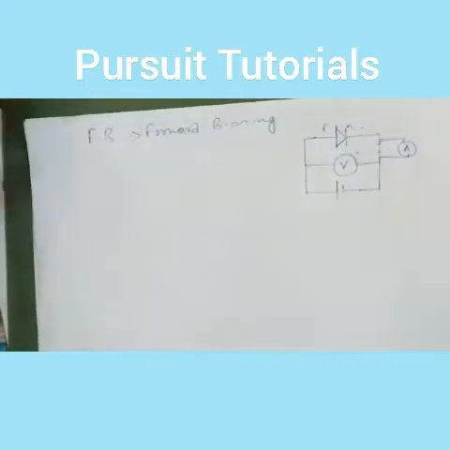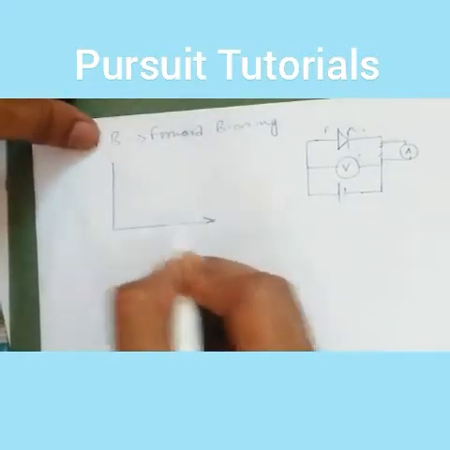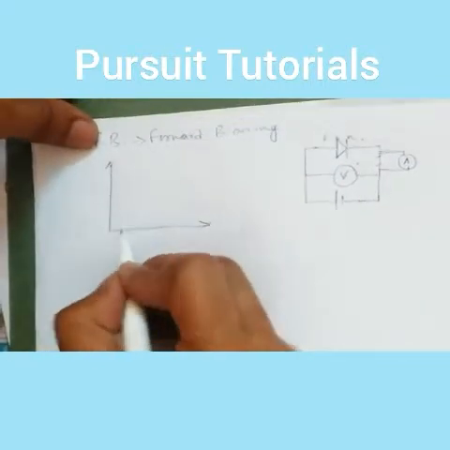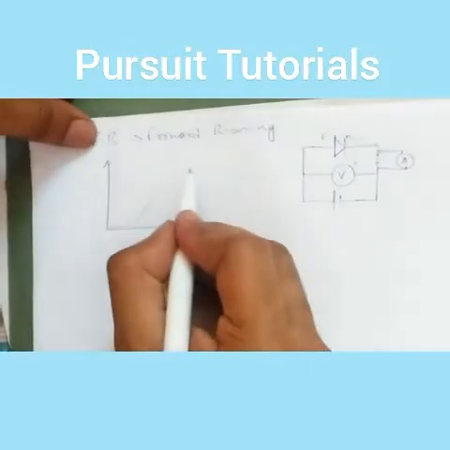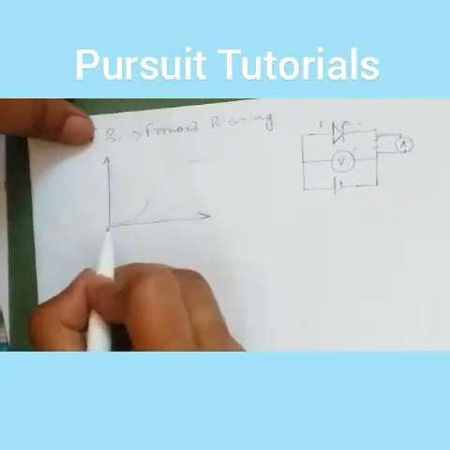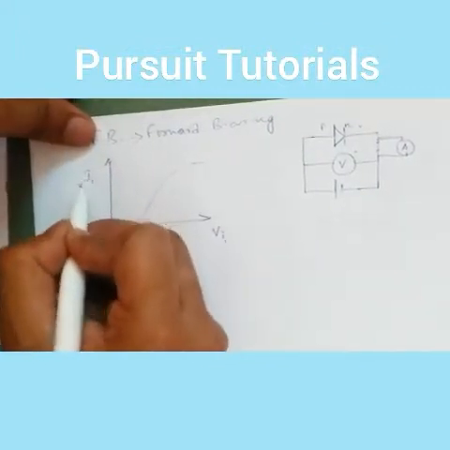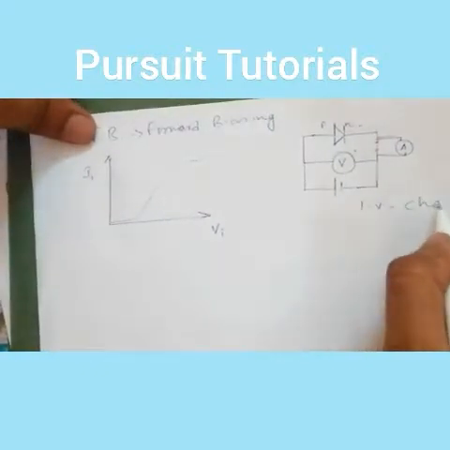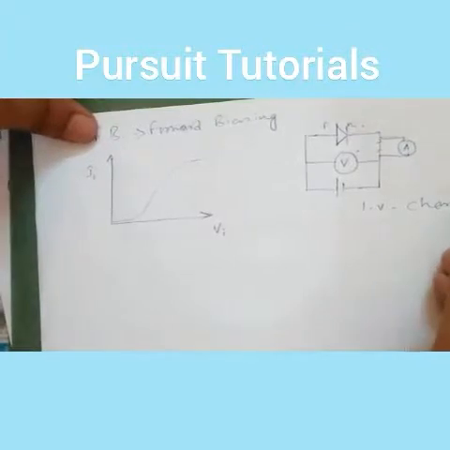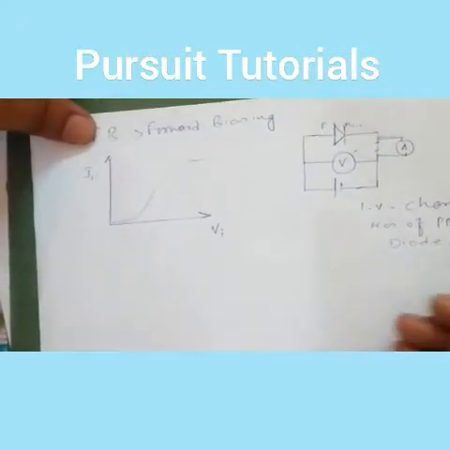So if we draw the graph, it looks like this. It will go like this, it will go like this, and it will get saturated at some point. So as you can see, this is the V input, this is I. This is the voltage, this is called the IV characteristics of the PN junction diode.